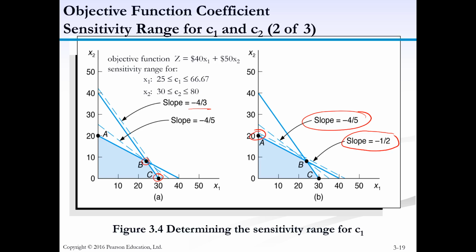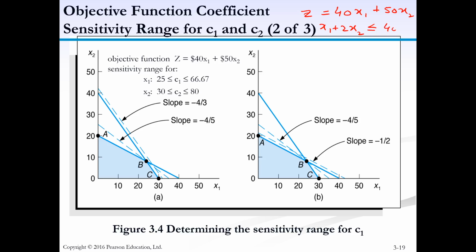Now how to establish this range? To establish this range, I can write down the problem again. Z is equal to 40x1 plus 50x2, and we have two constraints: x1 plus 2x2 less than or equal to 40, and 4x1 plus 3x2 less than or equal to 120.